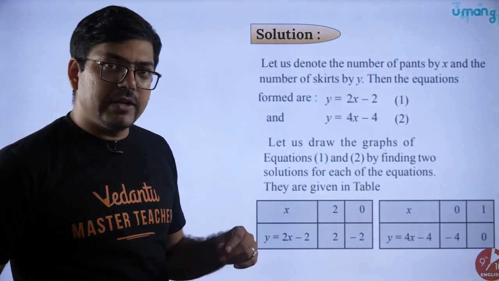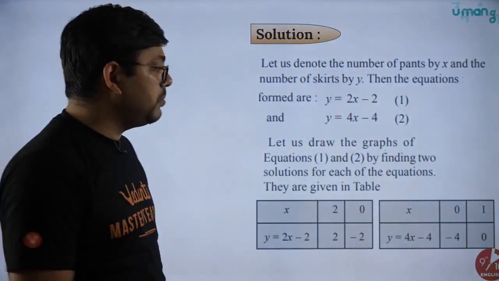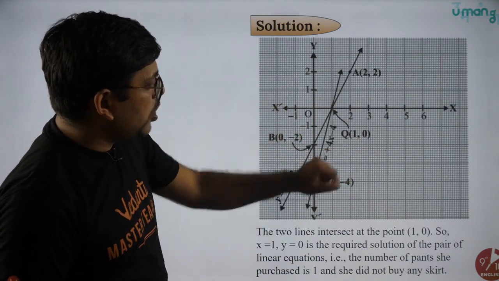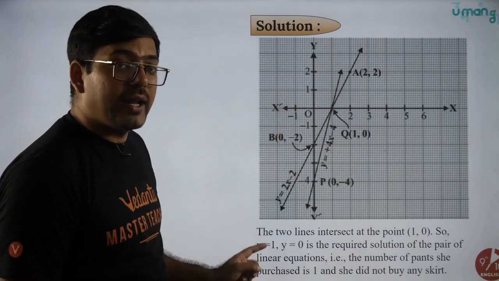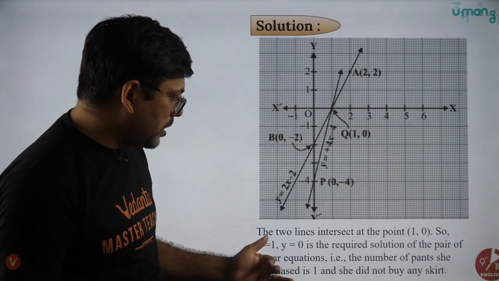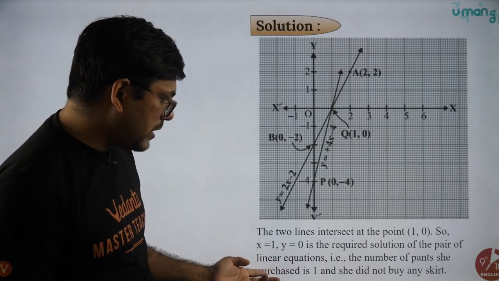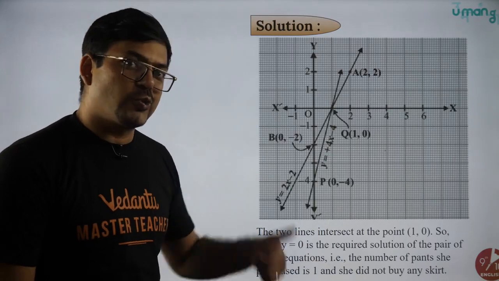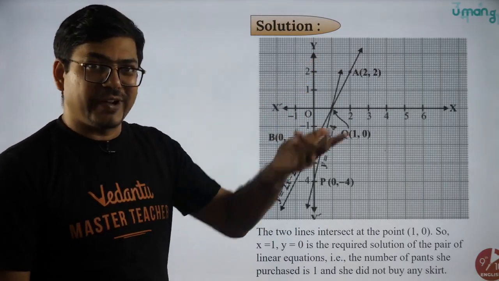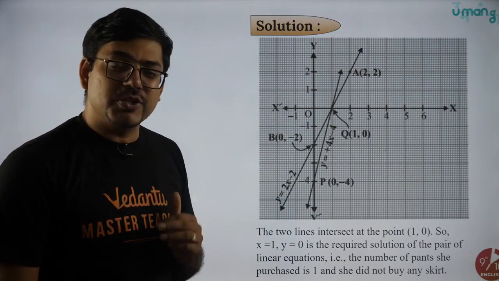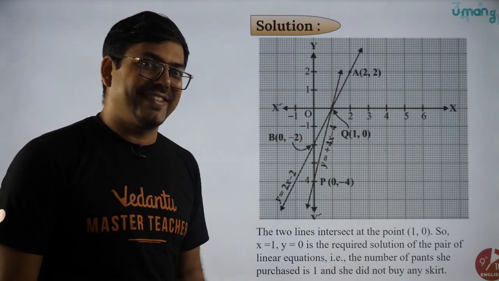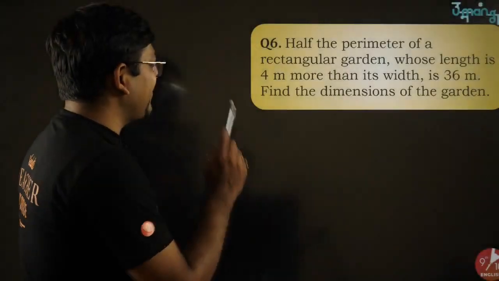Based on the column method, we have made the table, and based on that we have got the graph. The graph is looking somewhat like this, (1, 0). So x is 1 and y is 0, which means she purchased one pant and did not buy any skirt. So she purchased only one pant but no skirt. Okay, fine. I hope you have understood how you have to make the equations and how you have to solve them. Let's move on. Here we go to the next question.